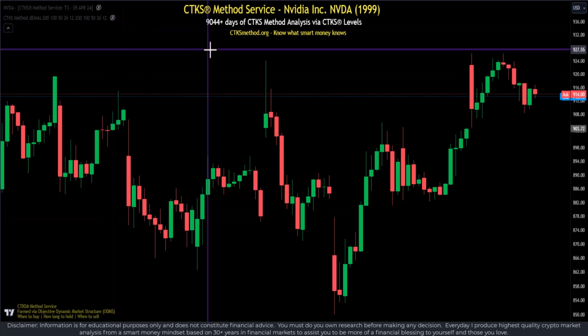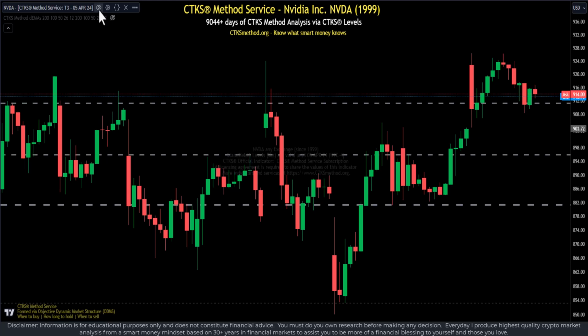Nvidia has been around for quite a while, in excess of 9,000 days, and CTKS Structure marks up all of it. We can see that time and time again, this 912 level was a really big problem for Nvidia. It hit it again and again. And look at this. This is quite intriguing. It's starting to get above it. I'll look at the structural levels above Nvidia's price at the moment. But just have a look at how structure contains price. We can see that Nvidia was restrained by this 912 structural resistance level and also caught by the 854 level.